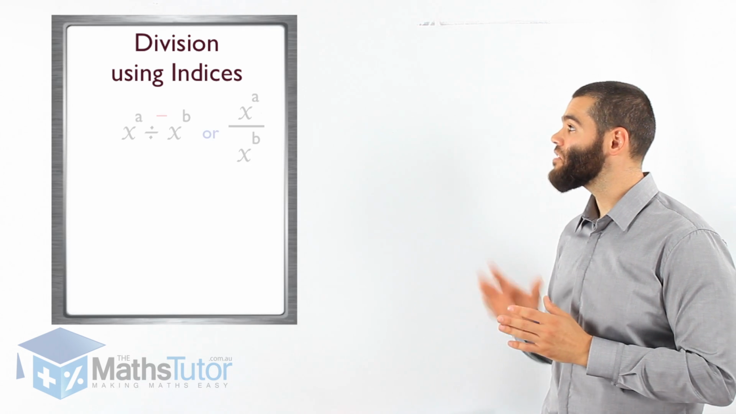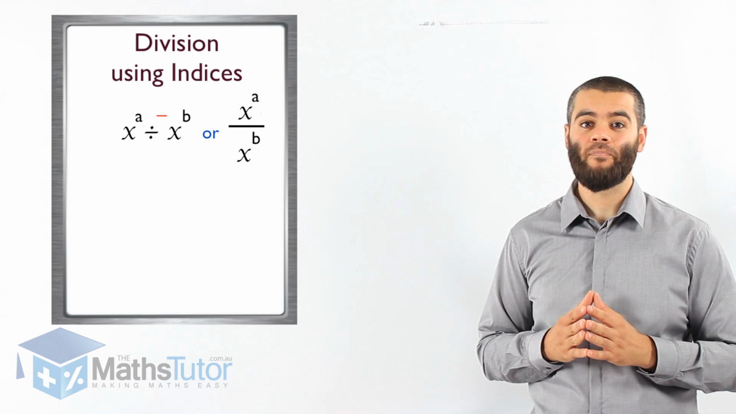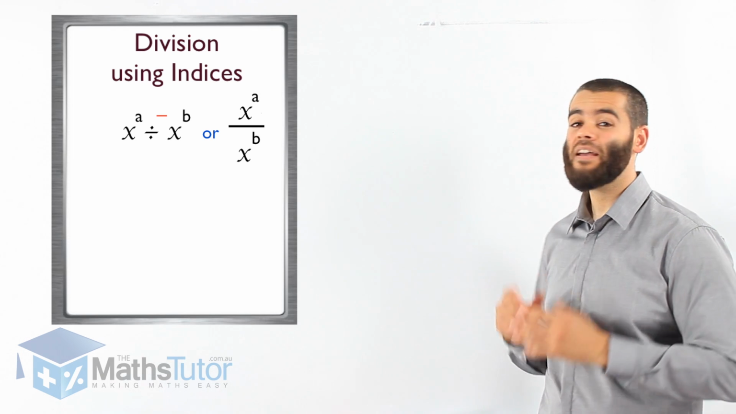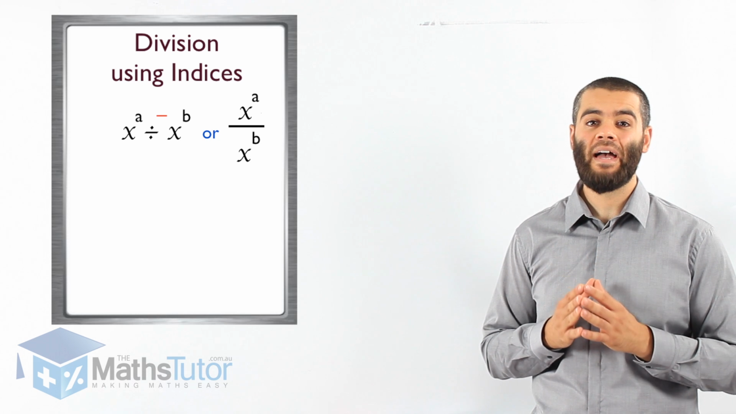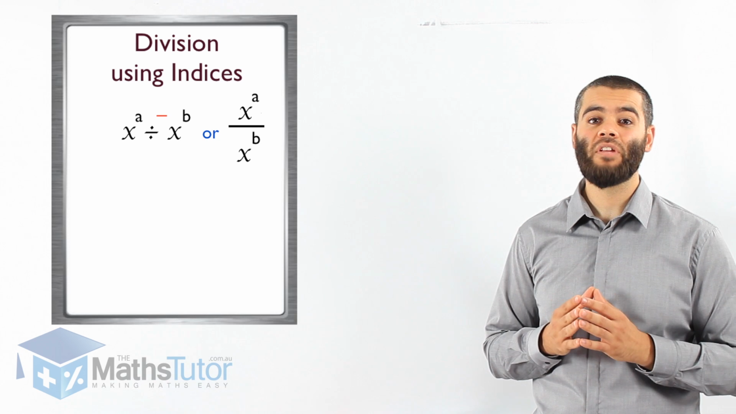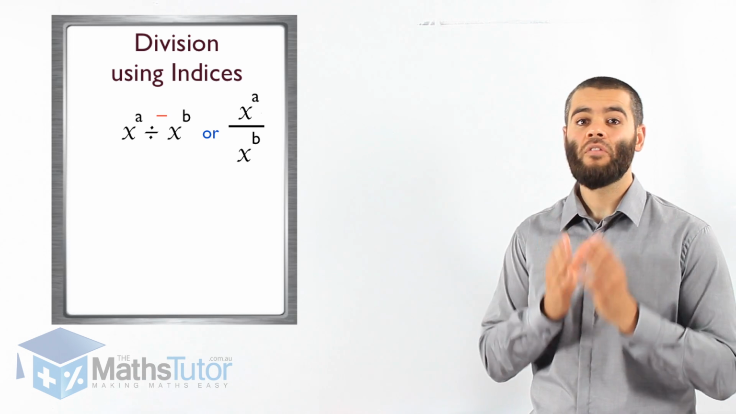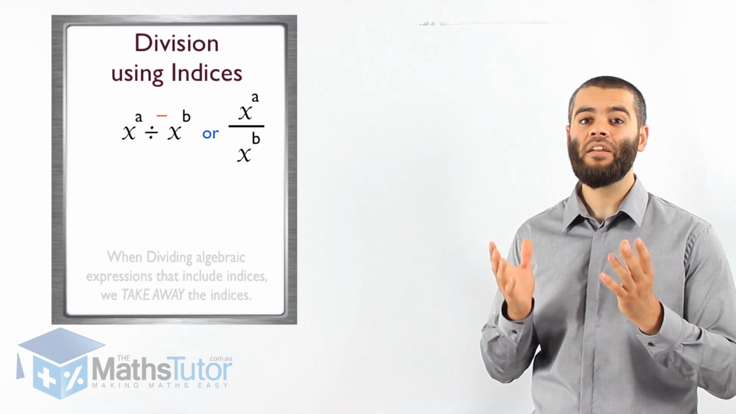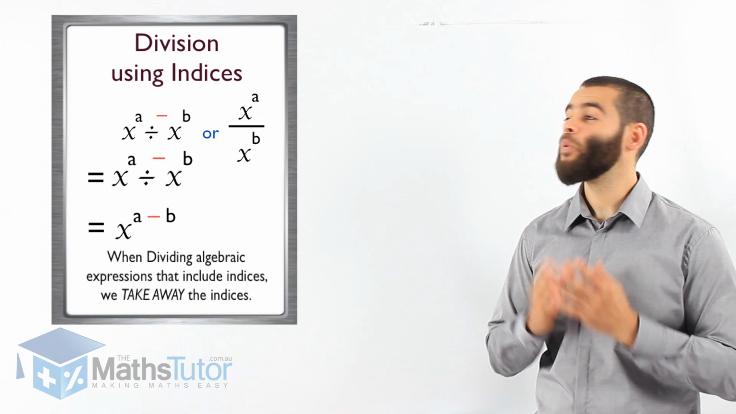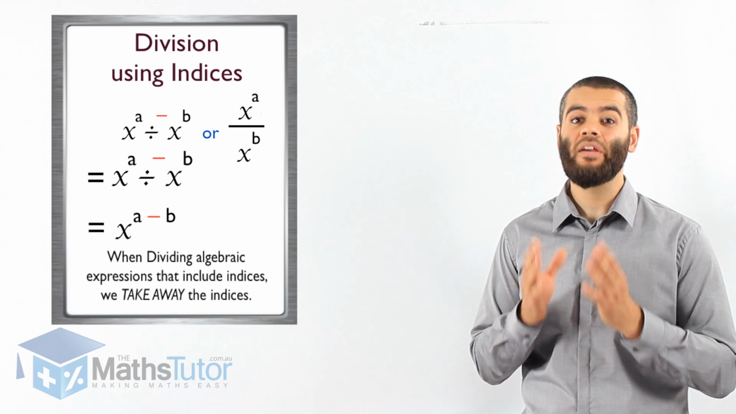First step is to understand that we need to straight away identify the division sign. Sometimes it's actually a fraction bar. So we may have a division or a fraction. Very important. When we have indices or powers and we are dividing algebraic expressions, the rule is simple. We divide the bases and we take away the indices.